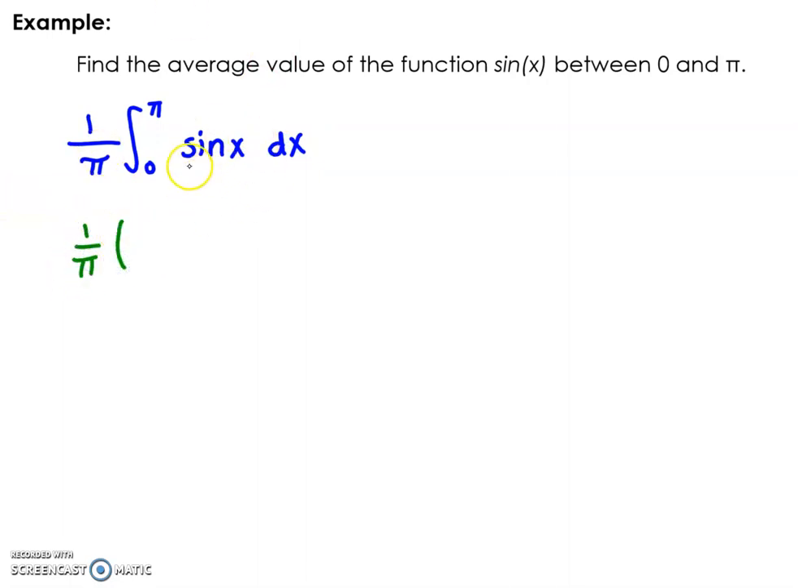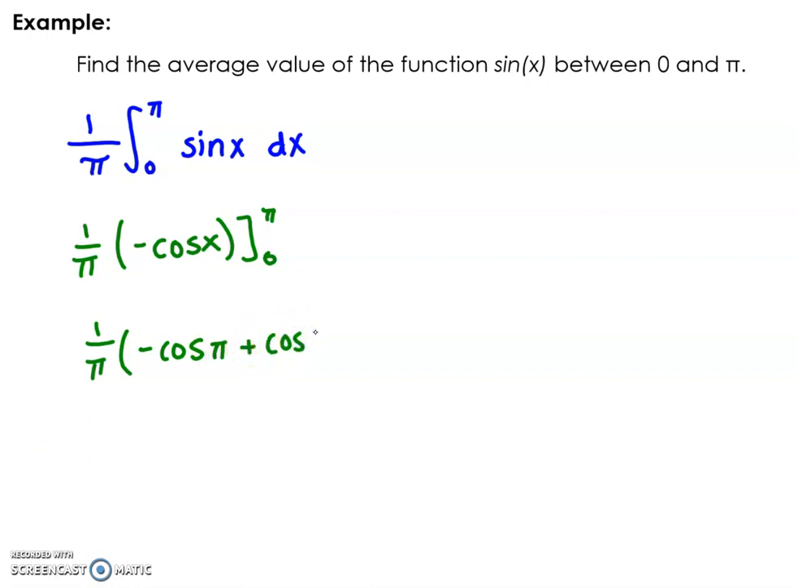I'm going to take the antiderivative of sine x, which is negative cosine x, and I'm going to evaluate that from 0 to pi. Again, we can keep this 1 over pi on the outside, and I'm going to have negative cosine of pi minus a negative, so plus cosine of 0, and this will give us 2 over pi.